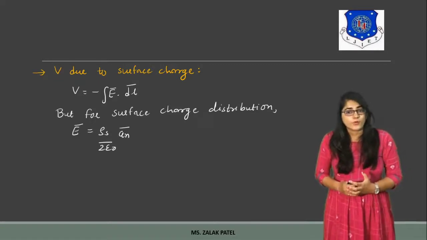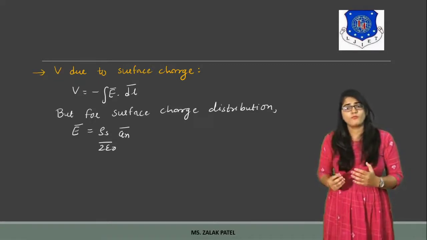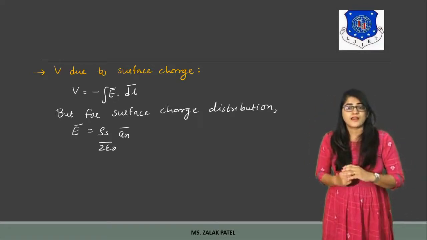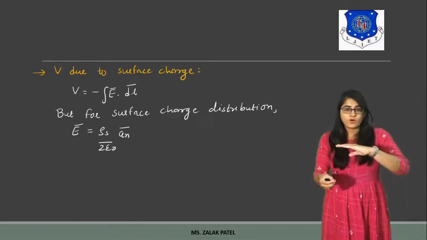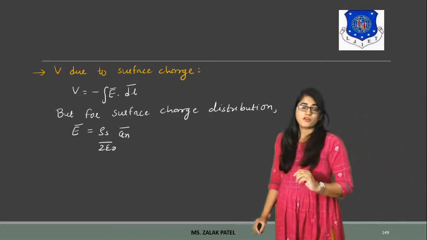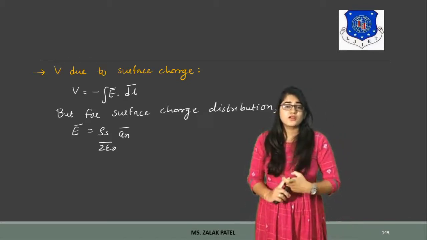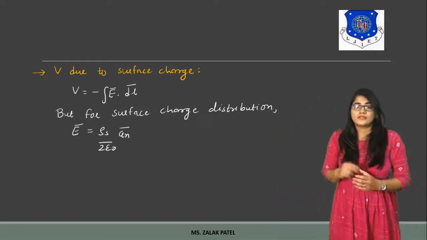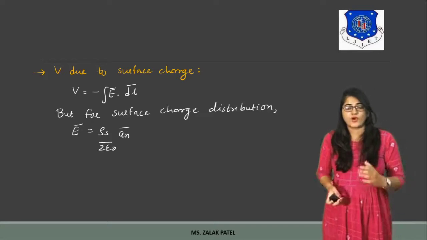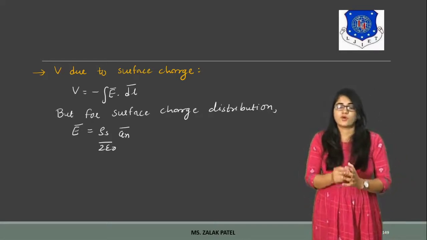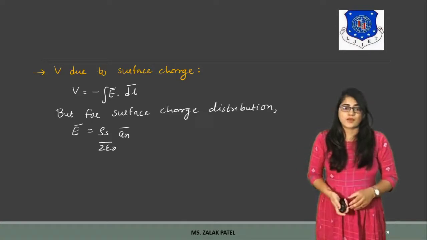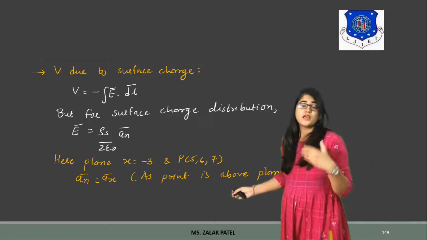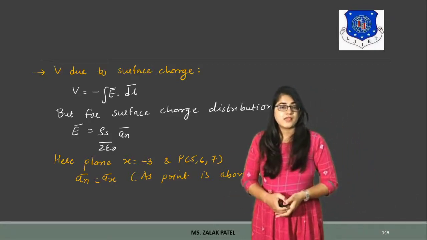We know that for a point and plane combination, if the point is above the plane, you take the direction as positive. If the point is below the plane, you take the direction as negative, in the direction of the given plane. Like if x equal to 3 is given, then you use ax bar or minus ax bar. If the point is above, you take plus ax; if below the plane, minus ax bar. So over here, our direction will be plus ax because the given point is above the plane.